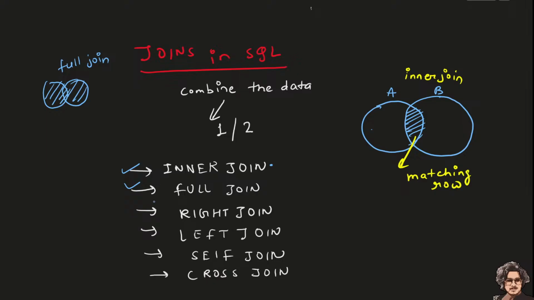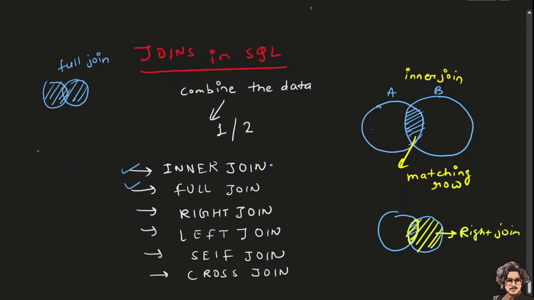What is the right join? When we talk about the right join, we have the first table and the second table, and this is the matching part. Right join returns all the rows from the right table and the matching rows from the left table. This is the matching row from the left table. This is called the right join.